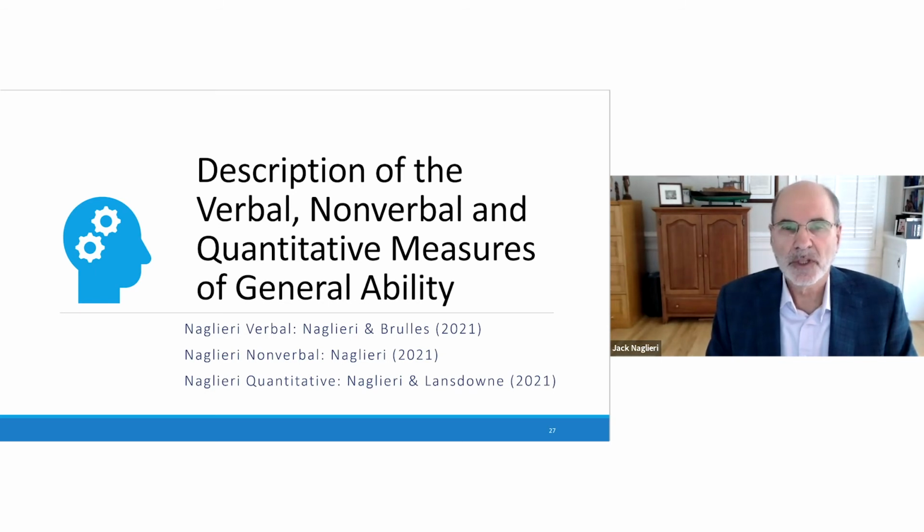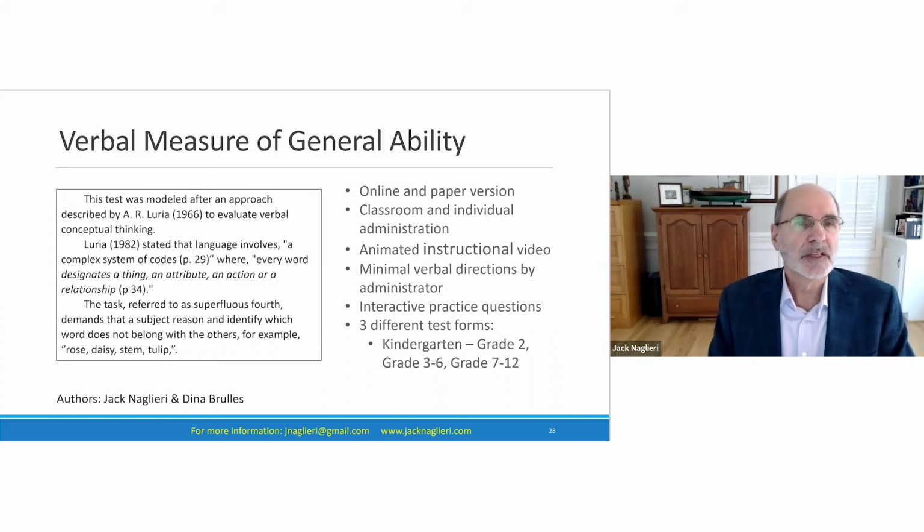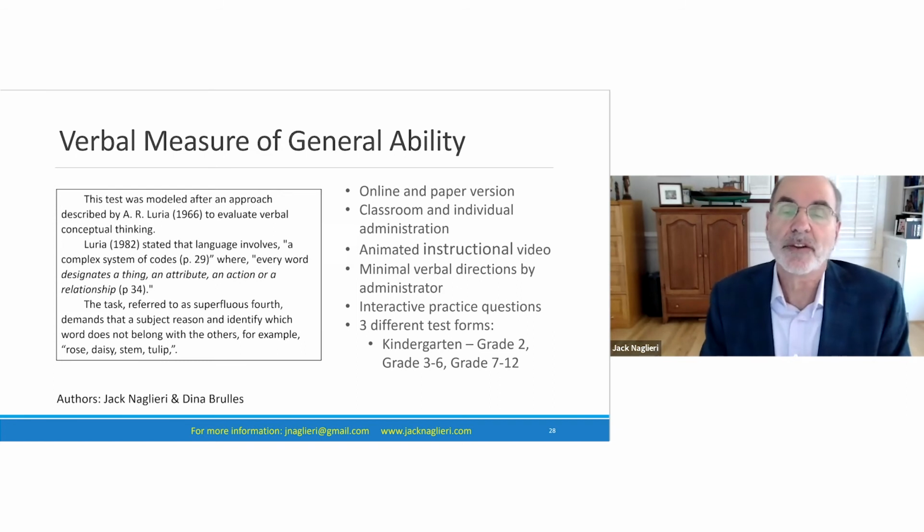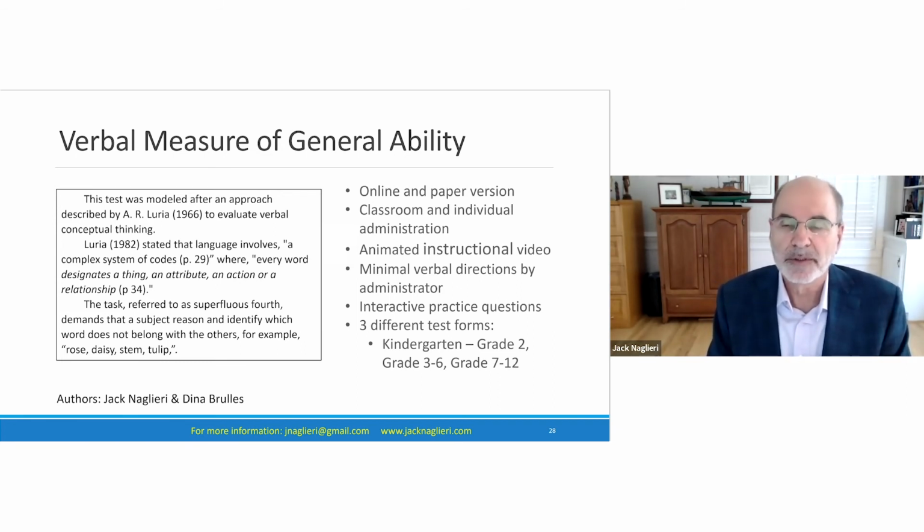So, what do these tests look like? Well, the verbal tests I mentioned were modeled after a neuropsychological concept that Luria talked about, which is the concept he called superfluous fourth. And if you read in Luria's book, especially Language and Cognition, which I think is one of the best books about Luria, he describes how he would measure the concept orally by asking a person, what word doesn't go with the other? Here are the four words: rose, daisy, stem, tulip. Which word doesn't go with the others? Rose, daisy, stem, tulip. Well, three of those are what? A flower, and stem is not a flower, it's part of a flower.